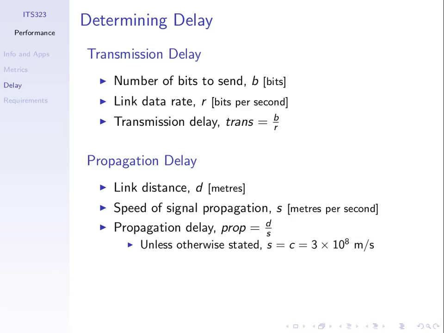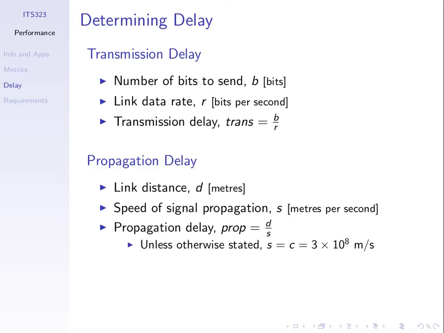Transmission delay is the number of bits to be sent, B in this equation, divided by the data rate. How much data we need to send, divided by the speed at which we can send the data. The link data rate is usually a characteristic of the device attached to that link. My Wi-Fi device has a link data rate of 54 megabits per second. My LAN card has a link data rate of 100 megabits per second. My ADSL link at home, maybe 24 megabits per second. It depends upon the device attached to the link. The number of bits depends upon what information we're transferring. So we can calculate that if we know those two values.